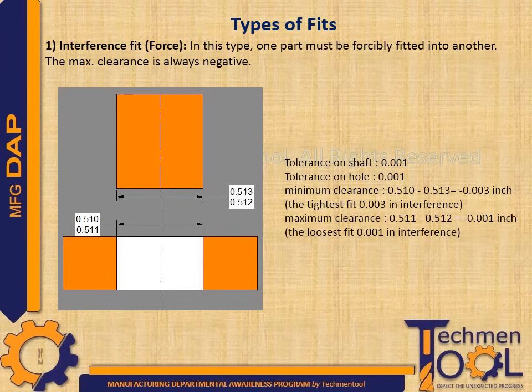That is, the tightest fit is 0.003 in interference. Maximum clearance is equal to 0.511 minus 0.512, that is equal to minus 0.001 inch. The loosest fit is 0.001 in interference.